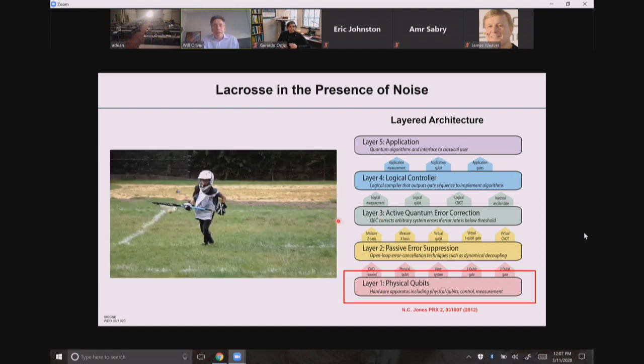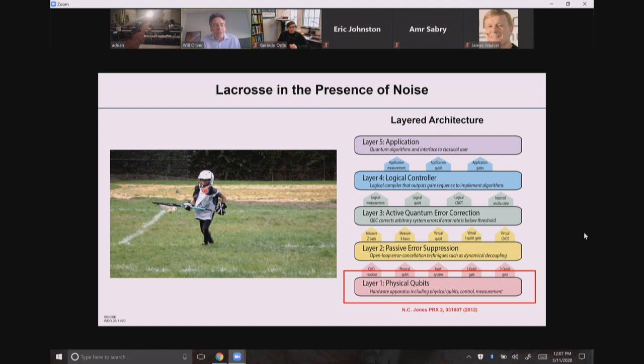So at layer 1, we just have physical qubits, and they're faulty because they interact with their environment. And that's analogous, I would say, to this lacrosse player here, who, if you're familiar with lacrosse, you want to keep the ball in the stick and then score at the goal.